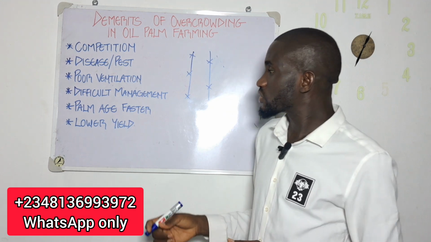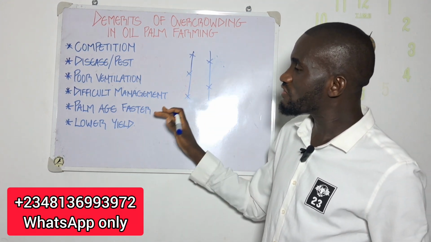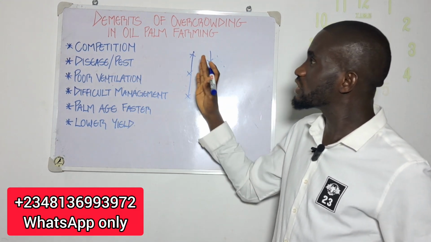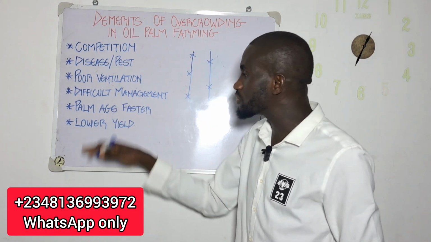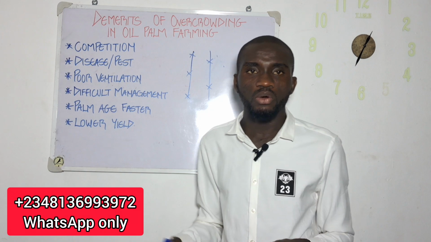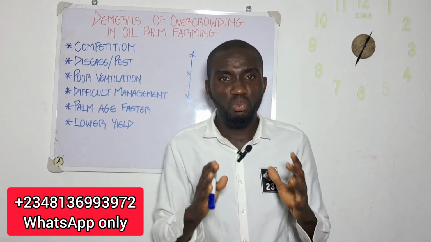Do you get it? And the number 5 problem you are introducing as a result of overcrowding your oil palm plantation is that your palm tree will age faster. Now, I want to explain this further.